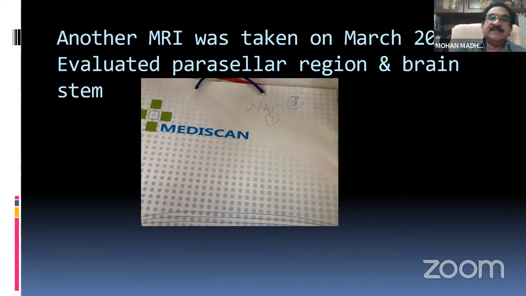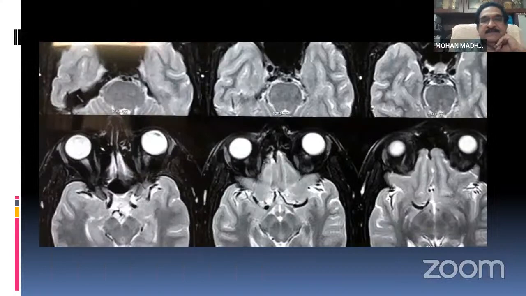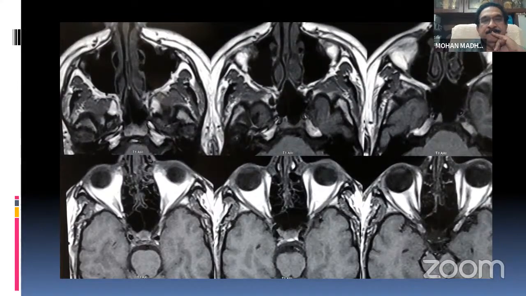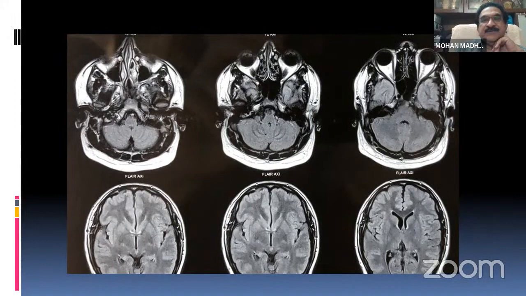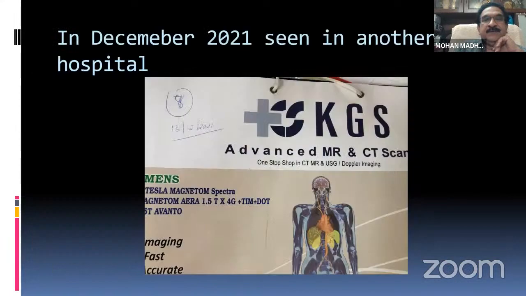We evaluated the parasellar region and the brainstem. Again, this is the picture of the parasellar region. The optic nerve appears normal. This is the medulla. The region concentrated on the medulla and pons, they appear normal. Okay, it's a sequence. Then in December 2021, that was seen in another hospital.